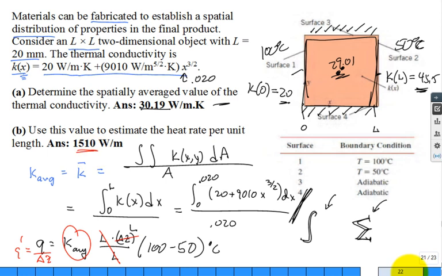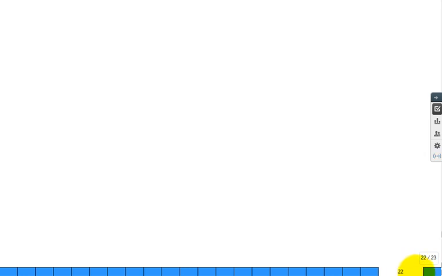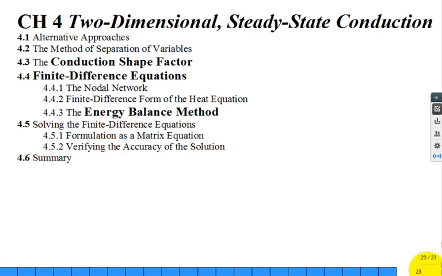Let's jump into another one. Nope, that's the end. So hopefully you know how to solve problems with the energy balance, how to do discretization, conduction shape factors, do some math. You have to be able to handle the math. Okay, at this point, you had a question about a homework problem.